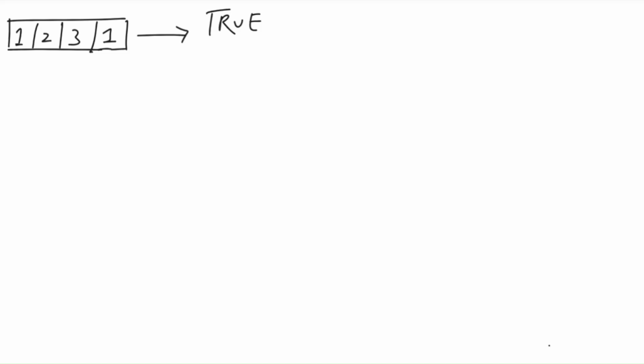Let's take this array 1, 2, 3, 1. We will be returning true because 1 is repeated twice. We can solve this problem with the help of HashSet. The two major advantages of HashSet are that it can only accept unique elements, and the insertion or the lookup of the elements in the HashSet is of time complexity O(1). This would be a very optimal way to solve this problem.